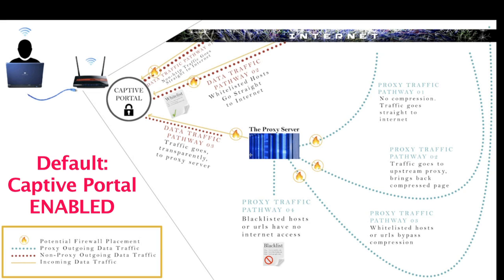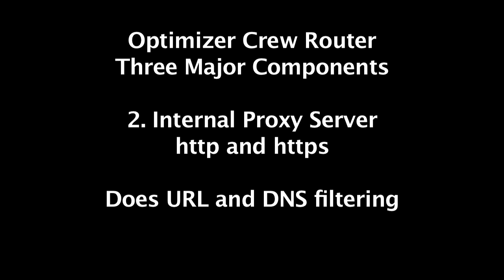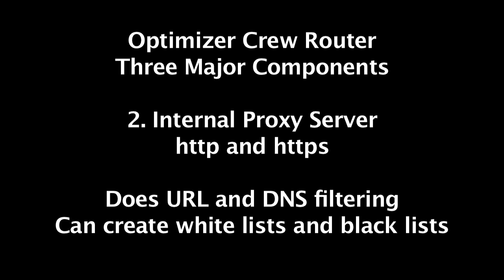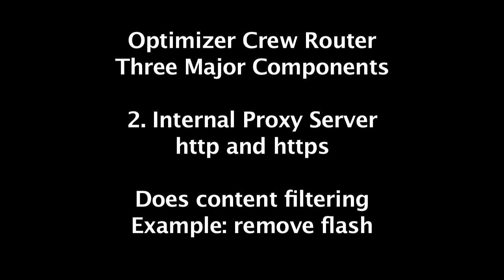In addition to the captive portal, there's an internal proxy server. This is an HTTP and HTTPS proxy server. It does URL and DNS filtering. So, for example, you can create whitelists and blacklists of sites that users are allowed to go to. It does some content filtering. For example, you can have it remove flash video from your HTTP stream.